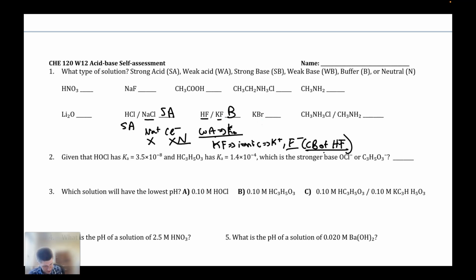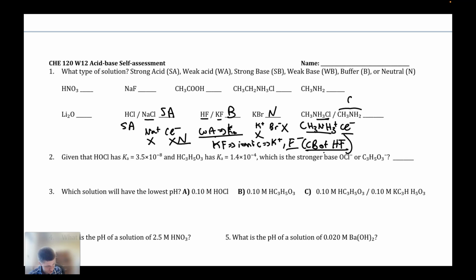KBr, another salt. This is K+ and Br-. Br- is the conjugate base of HBr. It's an ineffective base. K+ is group 1, so it's an ineffective acid, which makes this a neutral salt. CH3NH3Cl. You should be able to see that NH3Cl thing there to see that this is going to be CH3NH3+ Cl-, an ionic compound.